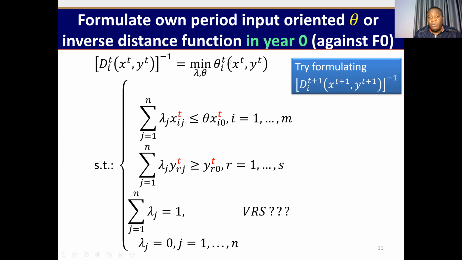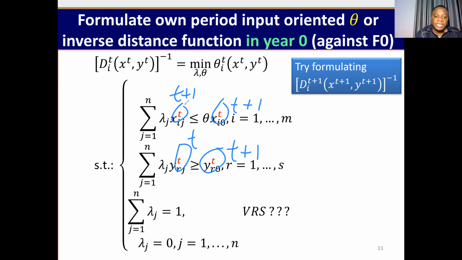It's simple. What would you have done to indicate the difference? What you do is that the firm in question is now in year t plus 1. So the inputs and outputs are in t plus 1. And then the frontier in question is also going to be t plus 1.